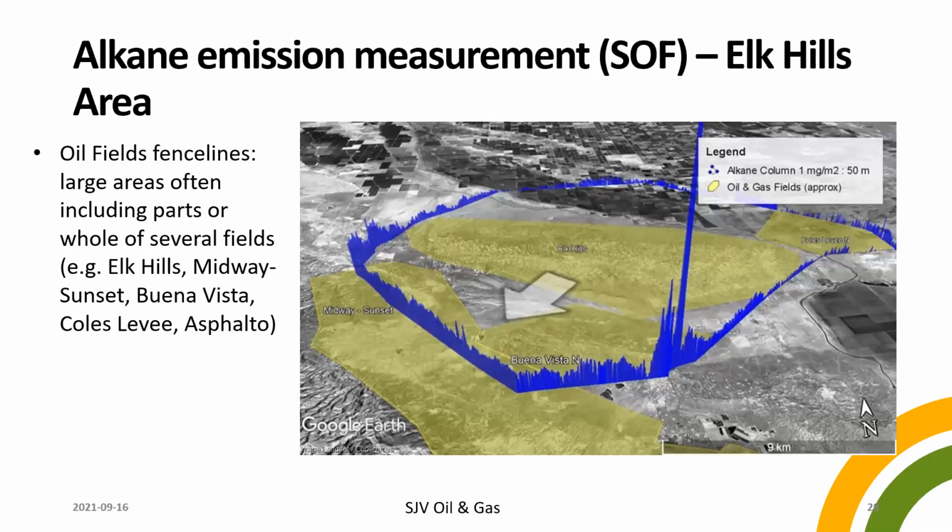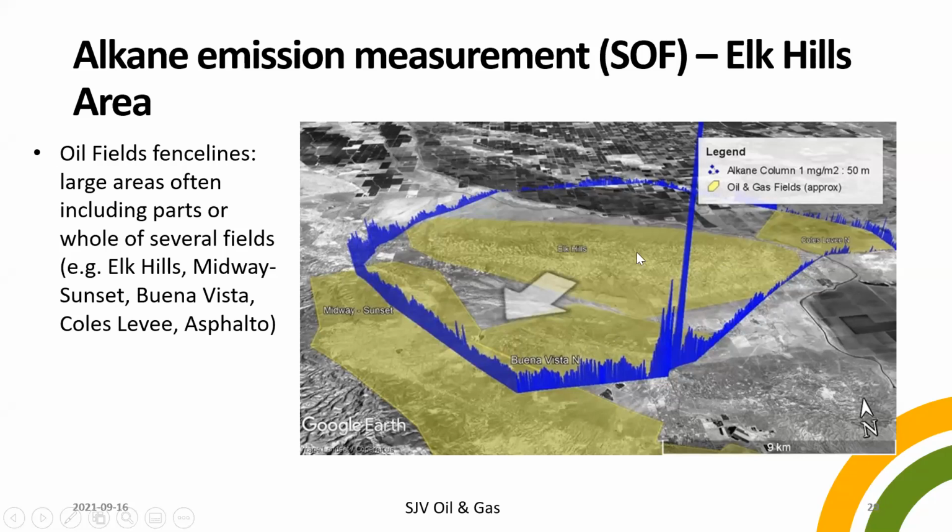This shows a measurement transect, a measurement upwind and downwind, making a circle around the oil field area. It's difficult because we have to measure on the roads, and it's not a pure field because some of the other oil fields are also within this measurement circle. We measured, and you see the wind direction here. Some of the Midway Sunset were in our measurement area, and also Buena Vista here.